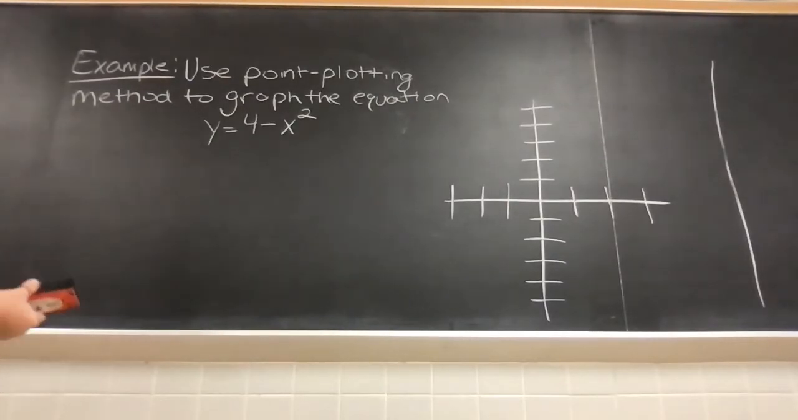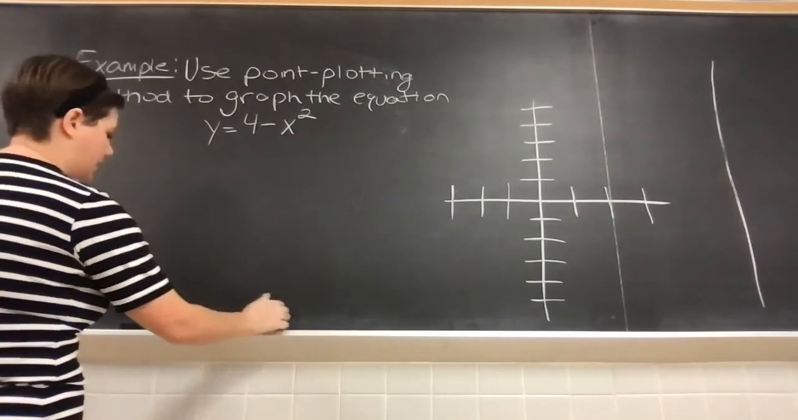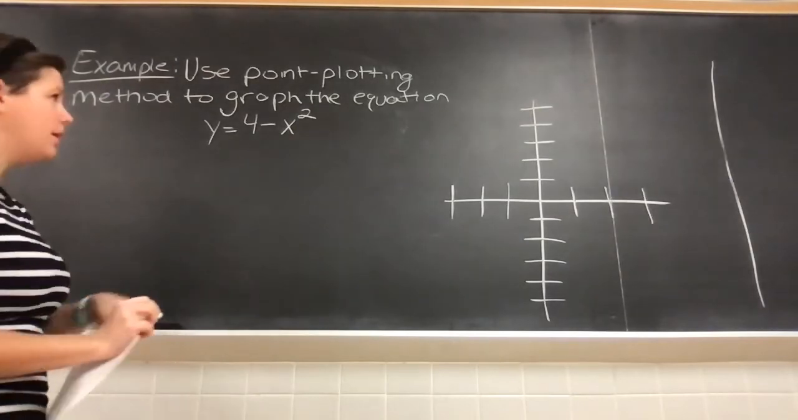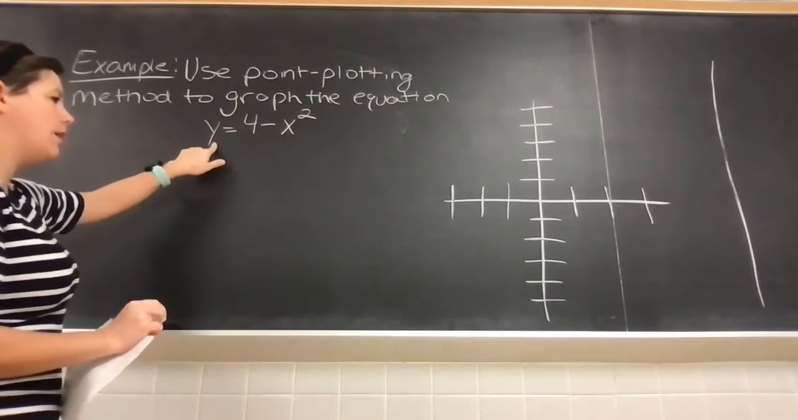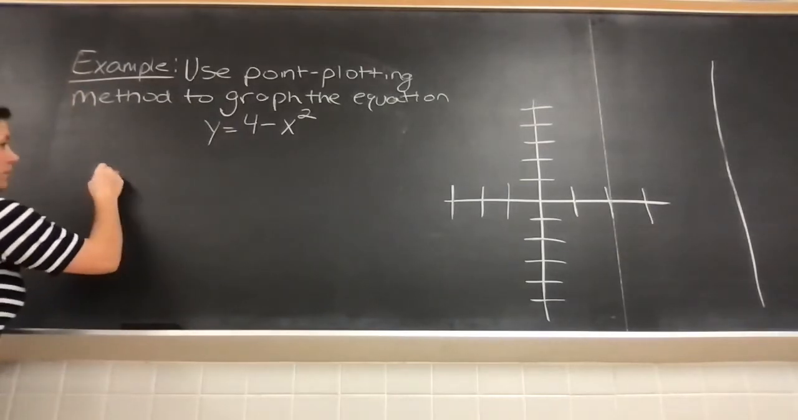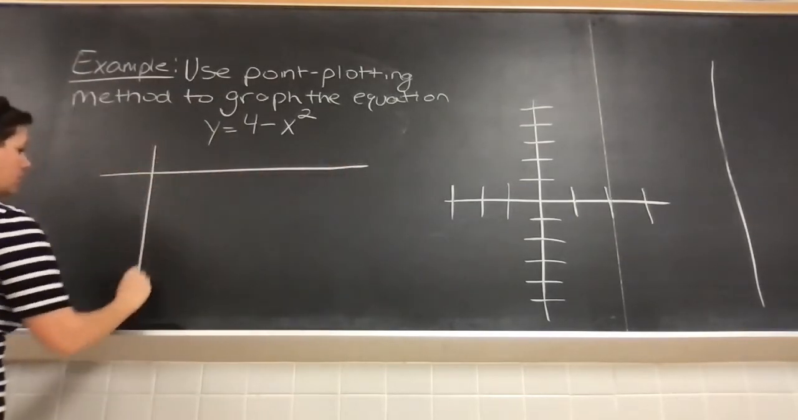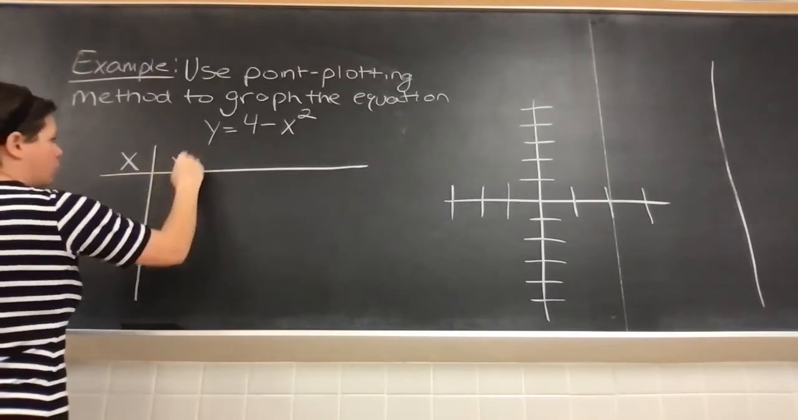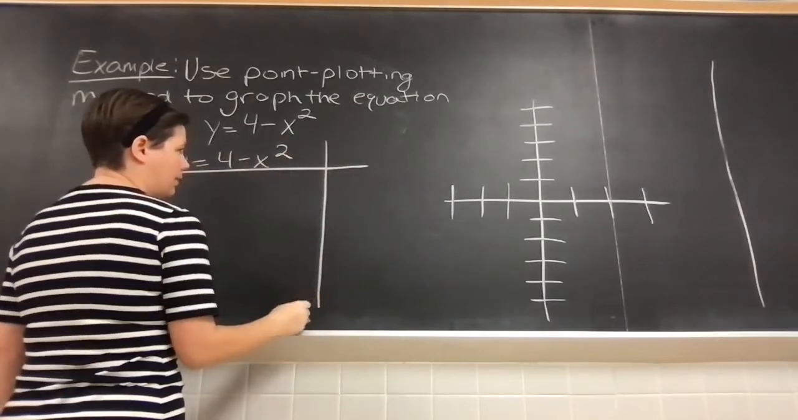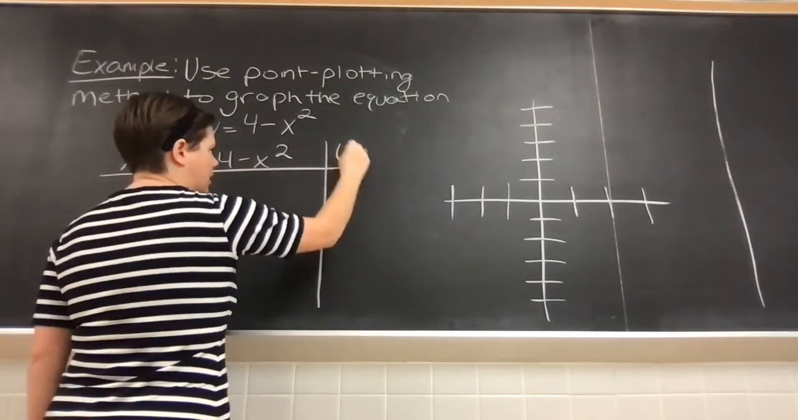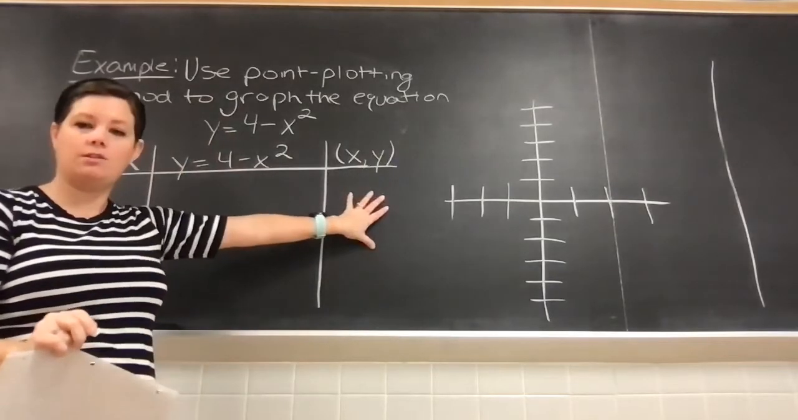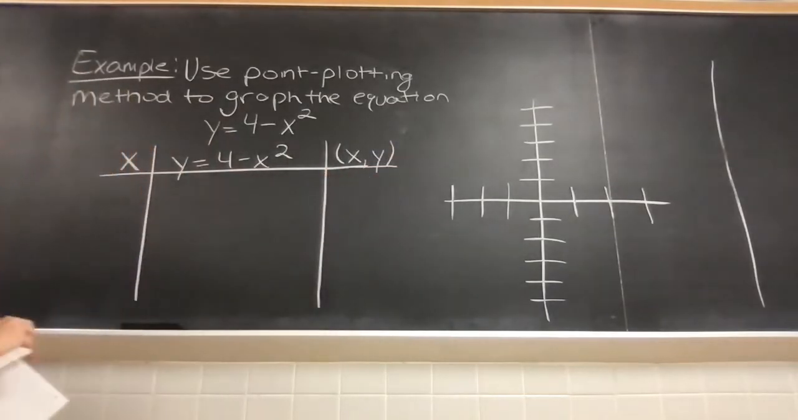Use the point plotting method to graph the equation y equals 4 minus x squared. So what is the point plotting method? Well, what that means is we plug in values for our x, figure out what our y value is, and then plot the point. So the easiest way to do these is to make yourself a table. We have an x, and we have y equals 4 minus x squared. And then we would have our y column, or I usually put it as an xy column. So I just get a nice point column over here, and then this is the only column I need to actually do my graphing, and it makes it a lot nicer.